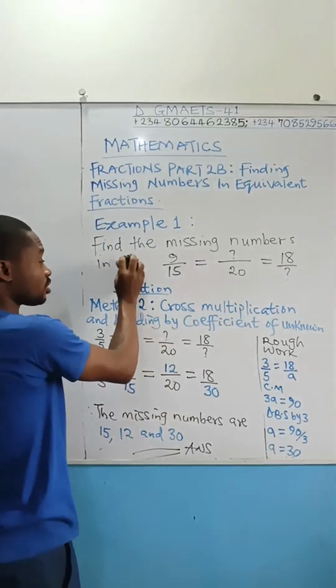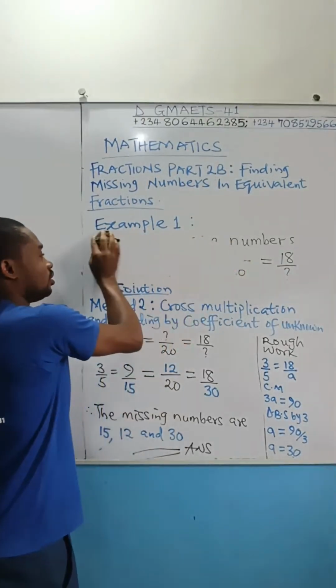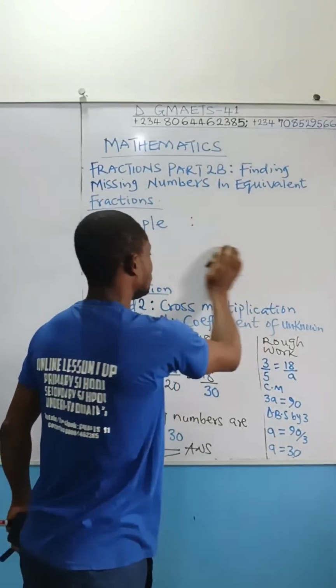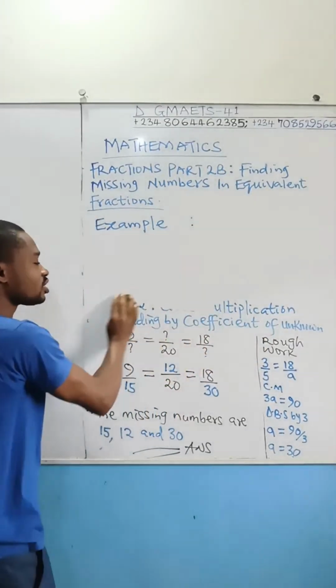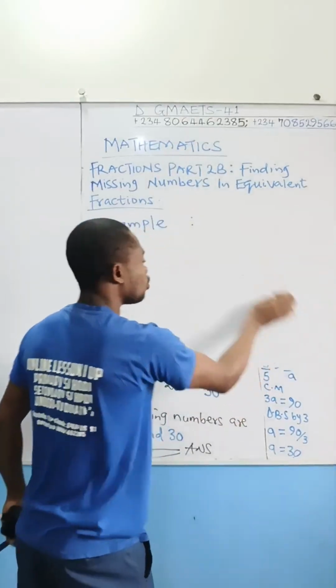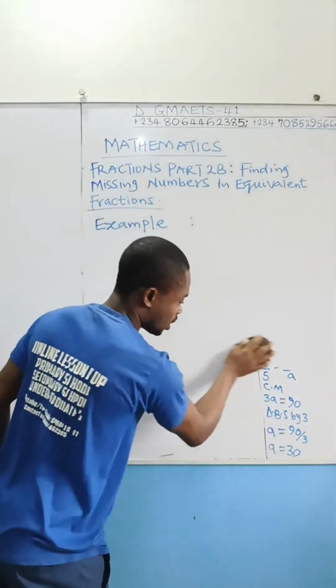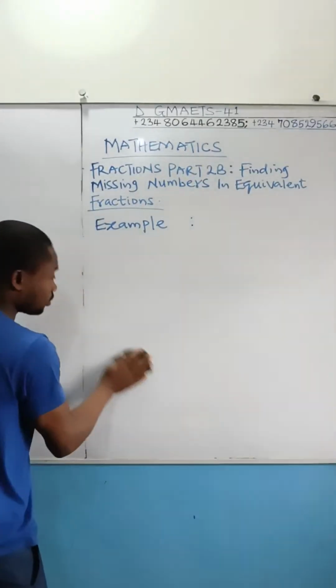But then it depends on the question. If the given fraction is in its lowest term, I'll be using method 1. But if the given question is not in its lowest term, I will be using method 2. So let us quickly pick 2 questions, and I'll be fast in solving them.